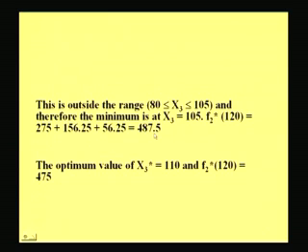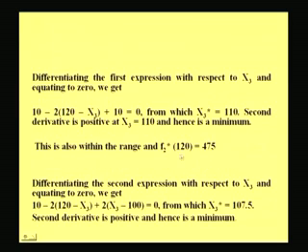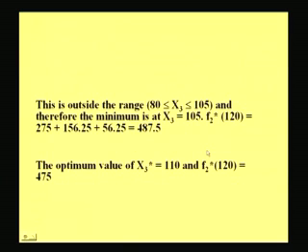So, x3 star will be 105, and when we substitute, f2 star of 120 is 487.5. So, in this case the optimum value of x3 star is 110, which is the best value corresponding to the lower of these two. So, lower of 475 and 487.5. So, f2 star of 120 is 475 with x3 star equal to 110.